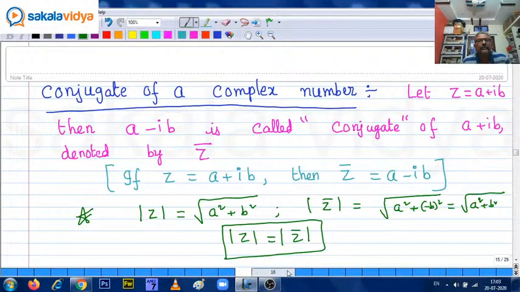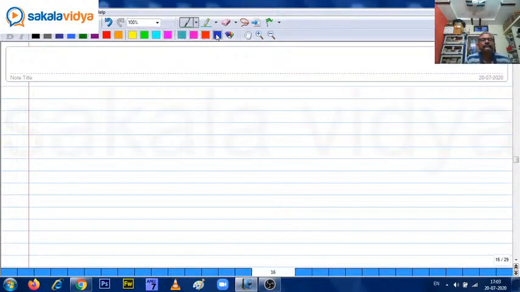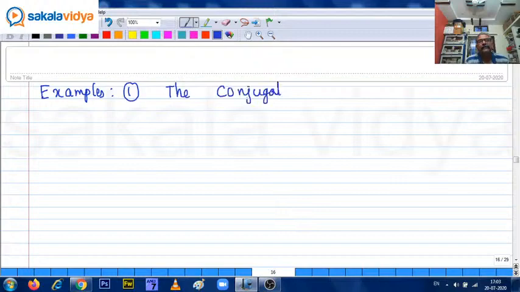Now I will give some examples you need to do now. Examples. The conjugate of 3 plus 4i. Okay, I will check your answers. What is the conjugate of 3 plus 4i? Anybody, what is the answer? You need to chart it now.